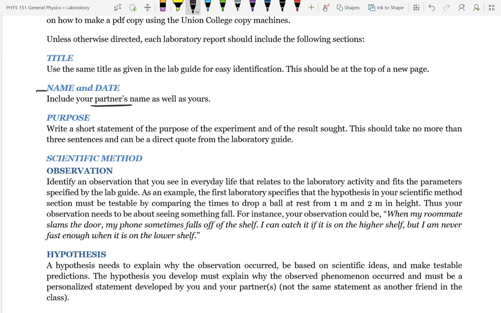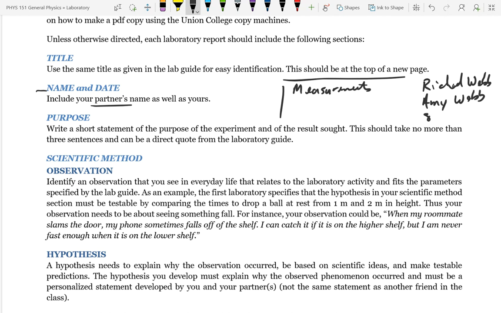So you'd start off and your paper has here: measurements. Yeah, you can read my writing. Richard Webb. Yes, I only put one R in Richard when I write it because I am that kind of lazy. And my partner will be my wife, Amy Webb. And the date, today's the 22nd. So that would be the title, the name, and date.